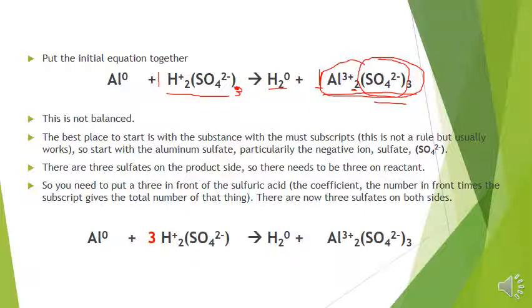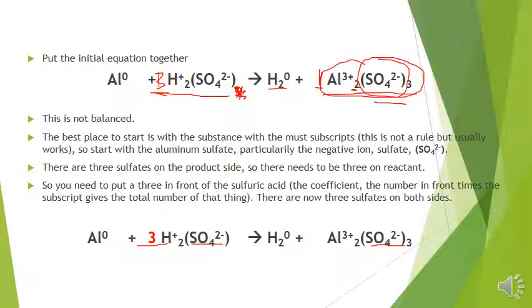Okay. So now I have, no, I can't do that. I can't put it down there. Sorry, I have to put it here. If I put it here, I'm changing the whole formula, okay? All right, so what we're doing is we're figuring out what numbers to put in front. So I get a 3 here. Okay, so now I have my sulfates balanced.